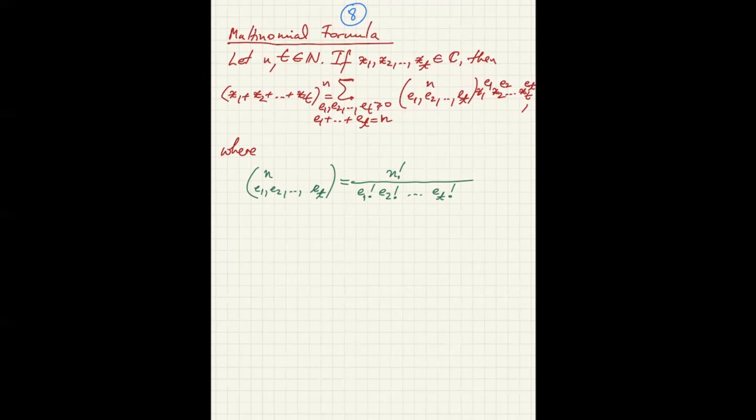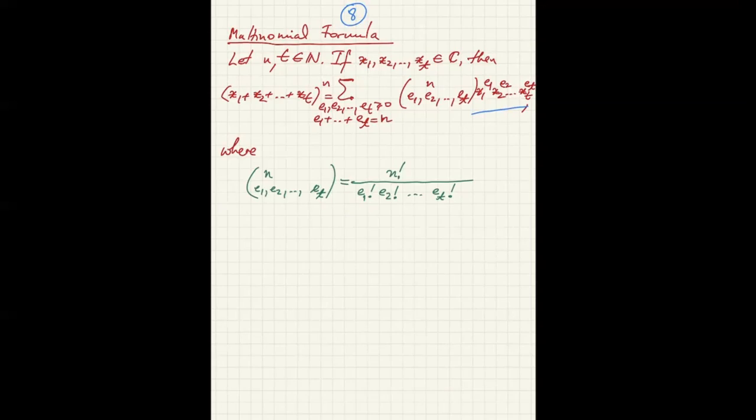And the formula is as follows. You have this expression x1 plus x2 plus and so on up to xt, and you raise it to the power n. Then you're going to have a summation, but how would the terms look like in the summation? What are you going to pick? So you're going to have x1 to some power, which we denote by e1, x2 to some power e2, xt to some power et. Clearly, because we have n brackets in total, n factors in total, all these exponents have to add up to n. And so the part here is pretty clear on the right-hand side.